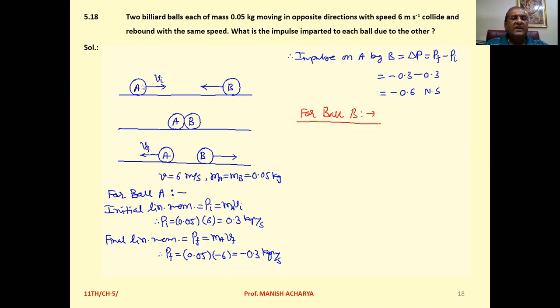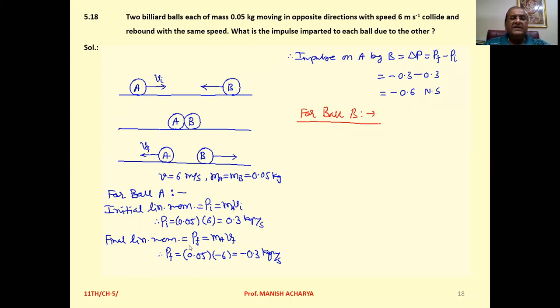Suppose the initial velocity of A we take Vi. Then A and B collide, then rebound. So the final velocity of A we can write Vf. Now the initial linear momentum of A is Pi equal to mass of A into Vi. So Pi is 0.05, that is mass, into initial speed 6. So that comes to 0.3 kilogram meter per second.